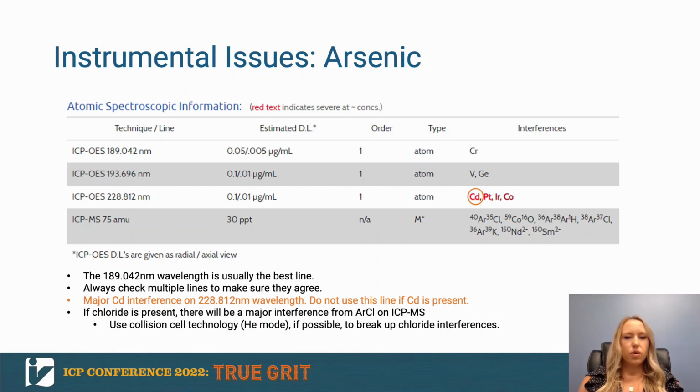And also if you have chloride in any of your samples or standards, you're going to want to make sure to use a collision cell or helium or hydrogen mode to break up the argon chloride interference, as this is going to cause major issues for both arsenic and selenium if you're looking at that as well.